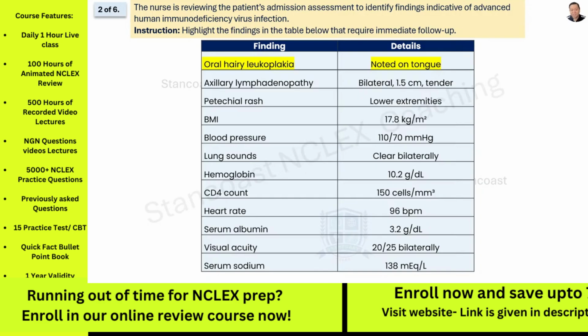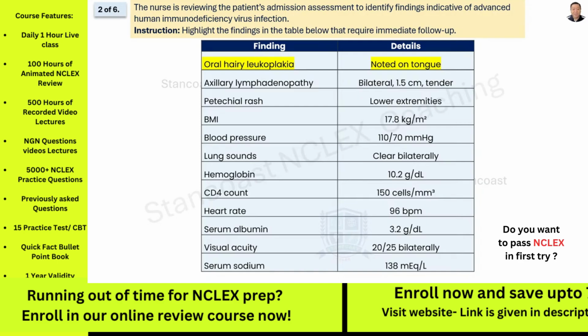This is characterized by a thick, white, ridged patch on the side of the tongue, and it's not something you can scrape off. It's caused by the Epstein-Barr virus. And this is a major clue that the patient's immune system is really weak, typically seen when the CD4 counts are very low, under 200. This basically is an early warning sign that opportunistic infections could be setting in for this patient. And it also calls for antifungal treatment and further evaluation for other infections.